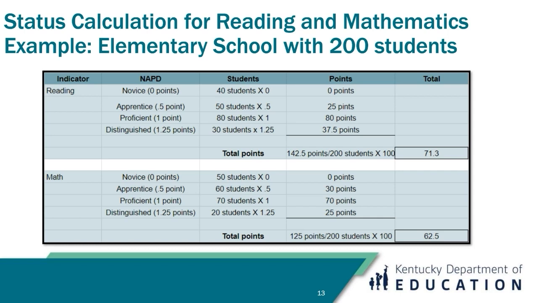In the area of mathematics, we would complete the same process. In this example, there were 50 students at novice, 60 students earned apprentice, 70 students achieved proficient, and 20 students were at distinguished. Adding all of the NAPD points together gives us 125, which we then divide by the number of students, 200. Multiplying this answer by 100 gives us the status score for mathematics.